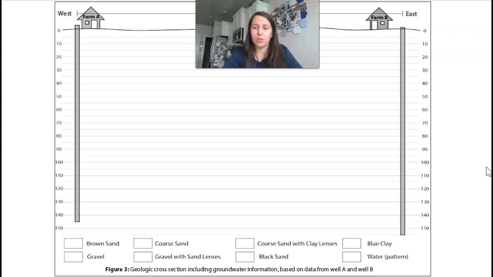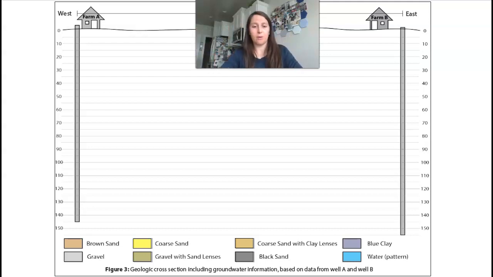So the first thing that we need to do is fill out a legend, right? So the legend is going to be this bottom part telling us what colors we're going to pick for each of these lithologies or the water pattern itself. So I did that, and those are the colors that I chose. Okay, so now we're going to start filling out the actual cross section. And ideally you would do it by looking at the lithologies per each well site and just marking the levels at which those lithologies fall, and then later on correlating.